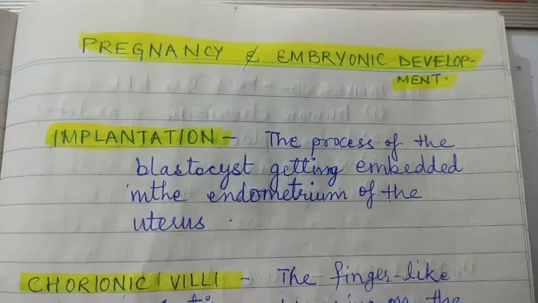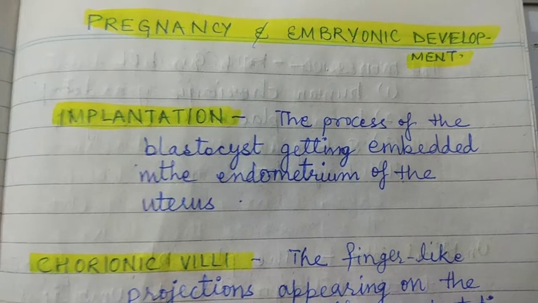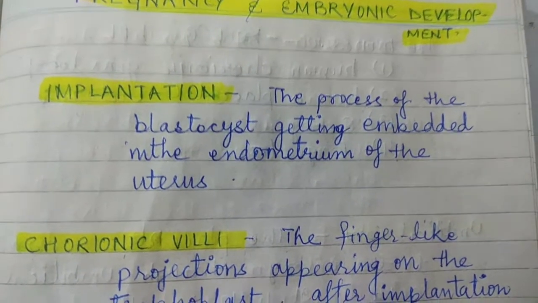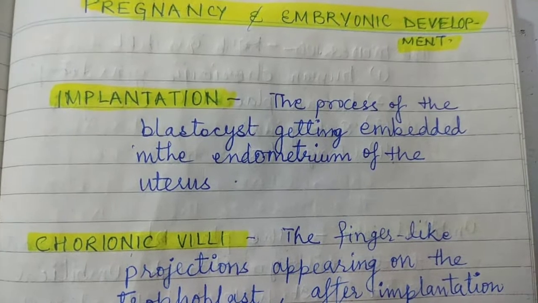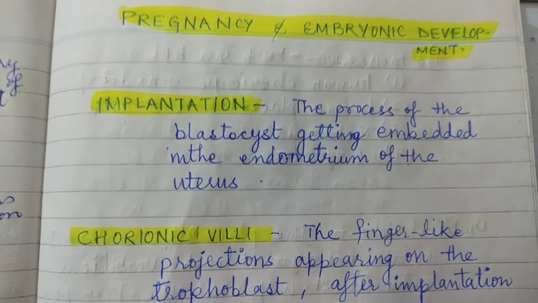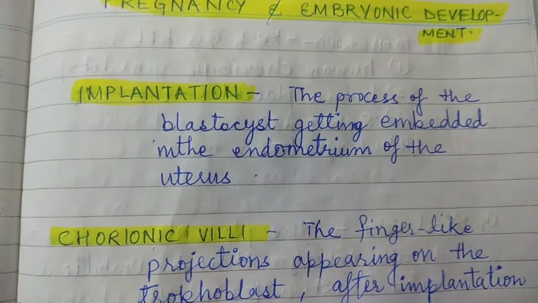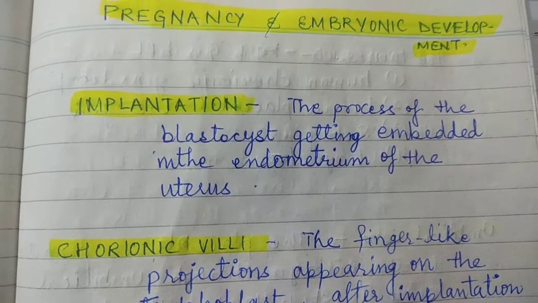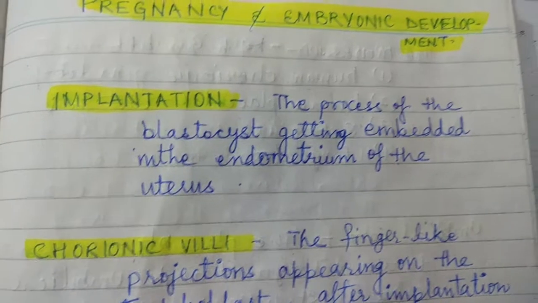Today we will discuss pregnancy and embryonic development. After fertilization, the zygote starts dividing and is converted into a blastocyst. It reaches the uterus and gets embedded in the endometrium layer. This process is called implantation.